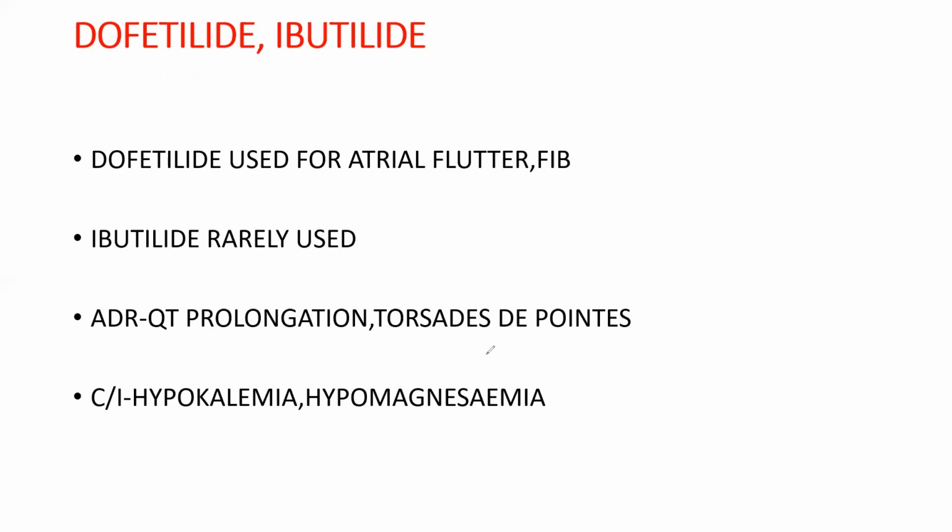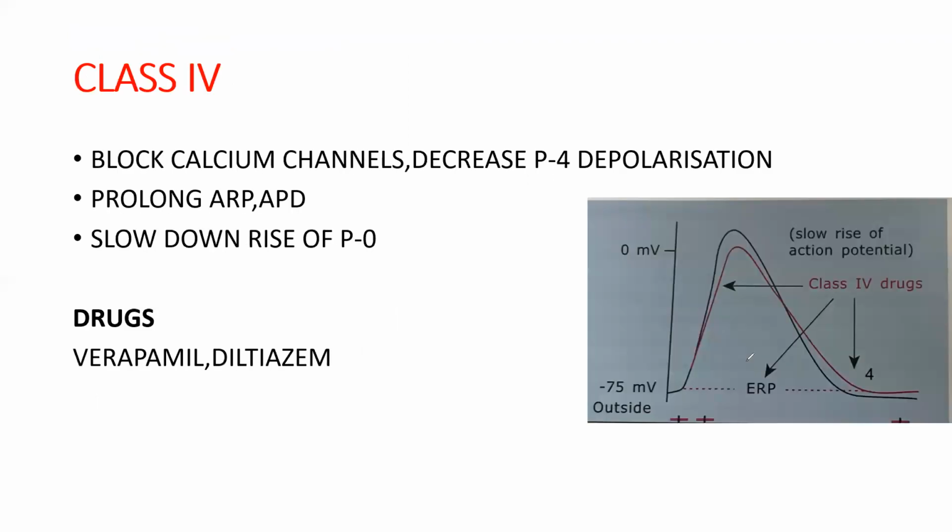Finished dofetilide and ibutilide. And coming to class 4 drugs. Class 4 drugs are the calcium channel blockers. They decrease the phase 4 depolarization. It prolongs the action potential duration as well as the absolute refractory period. Slow down the rise of phase 0. See here, this red one slows down the rise of phase 0, and phase 4 depolarization decreases.